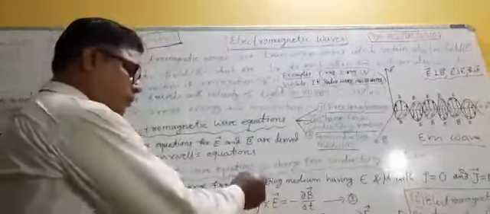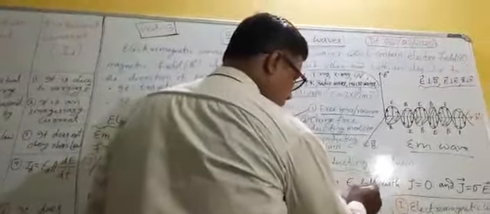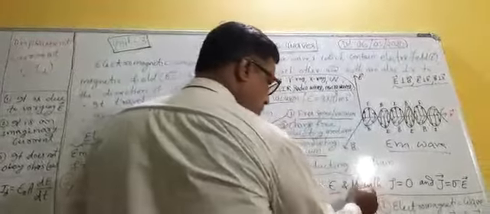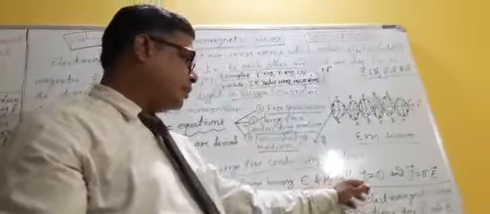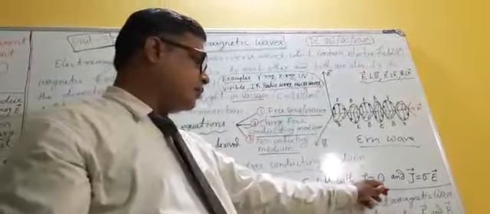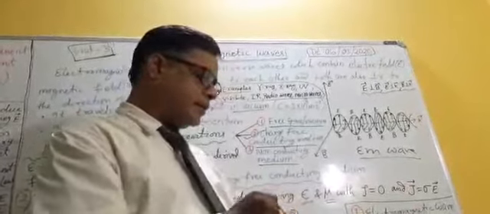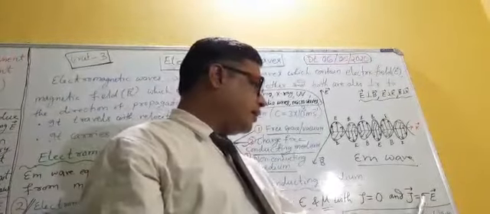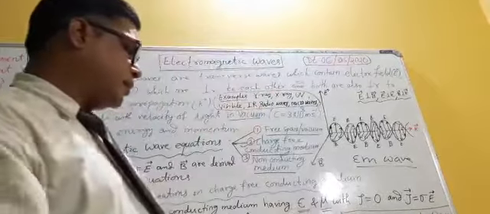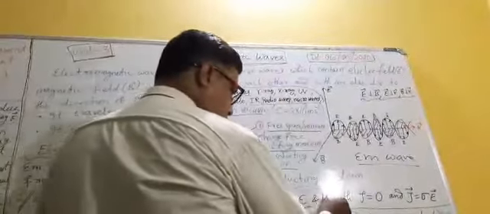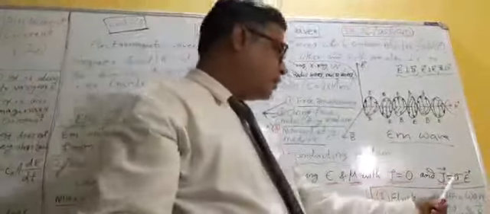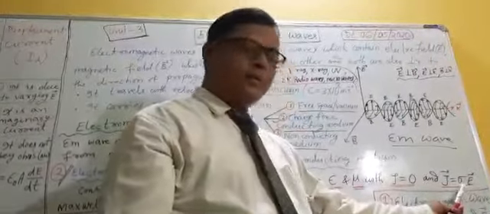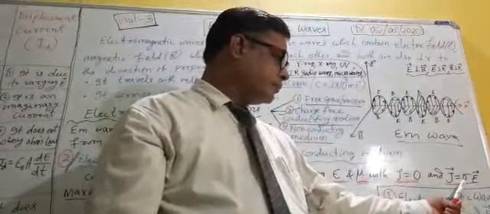So in case of a conductive medium, the electric permittivity is epsilon, the magnetic permeability is mu, with charge density rho 0 and current density J equal to sigma E. So this is the condition: epsilon, mu, rho 0, J equal to sigma E. What is sigma? Sigma is the conductivity of the medium.